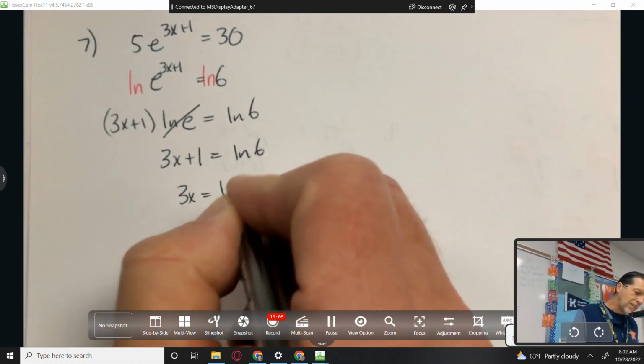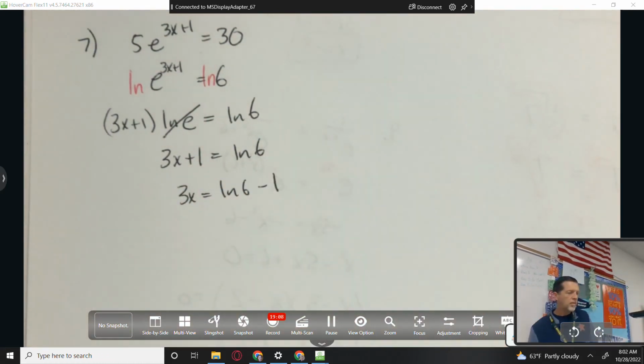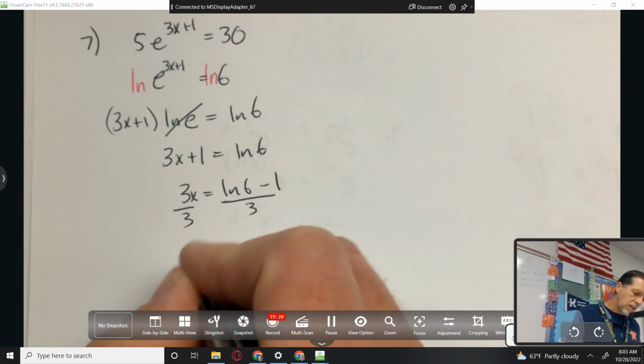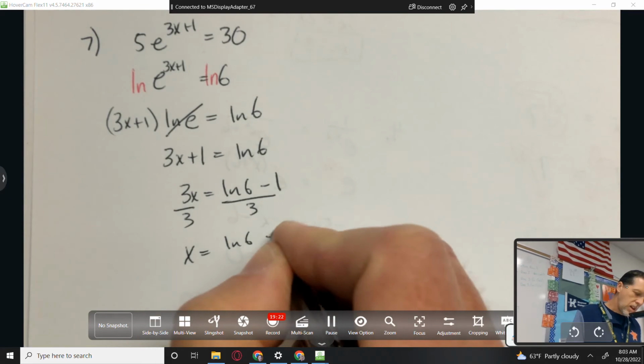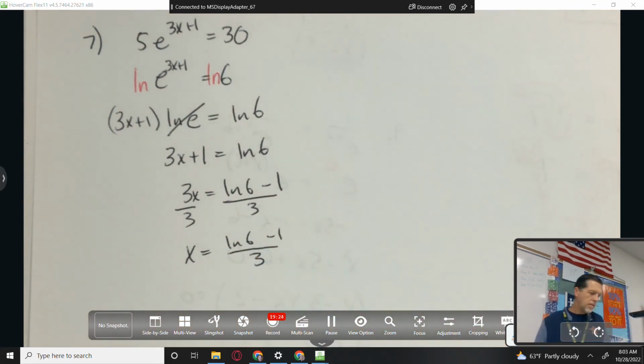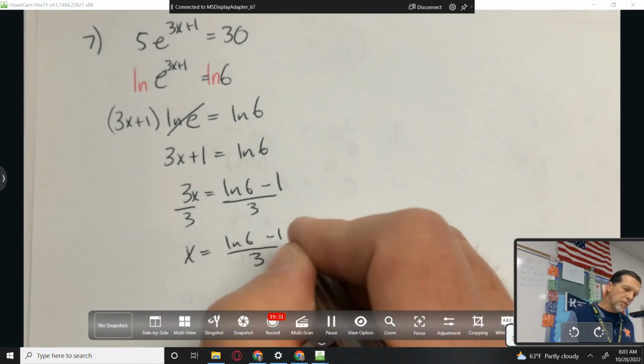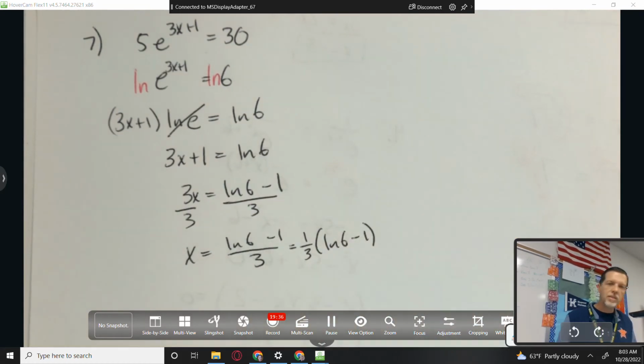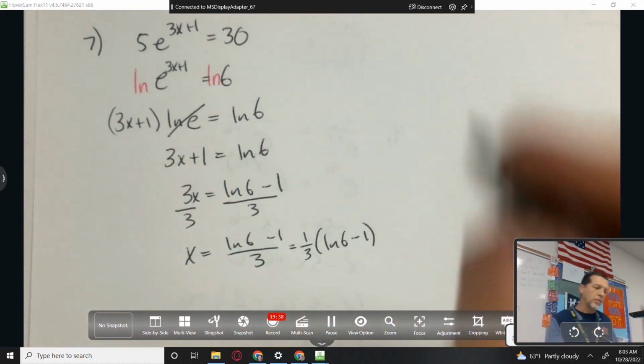I'll slow it down. Subtract 1, natural log of 6 minus 1. And careful, that's not the natural log of 5, because it's the natural log of 6. Then subtract 1 and divide by 3. And you could rewrite that a couple different ways if you wanted to, like maybe you factor out a 1/3, but that's kind of just an algebra thing there.